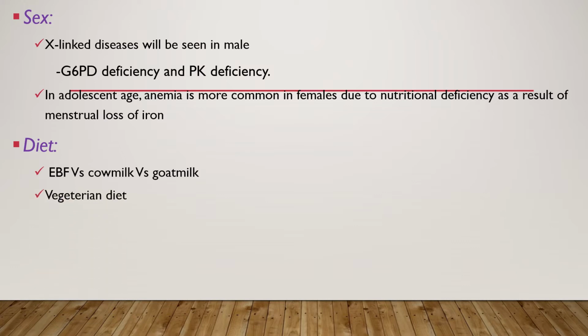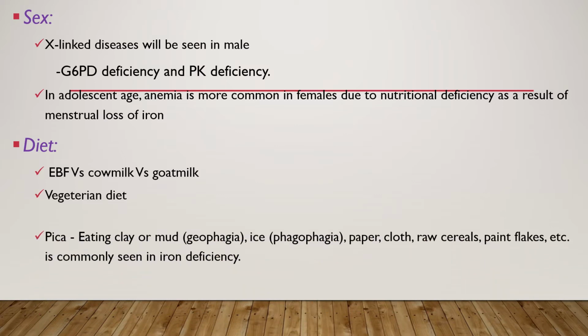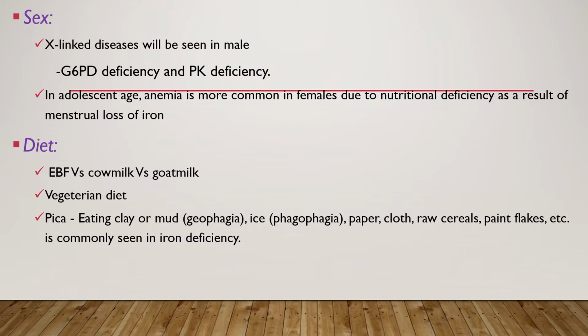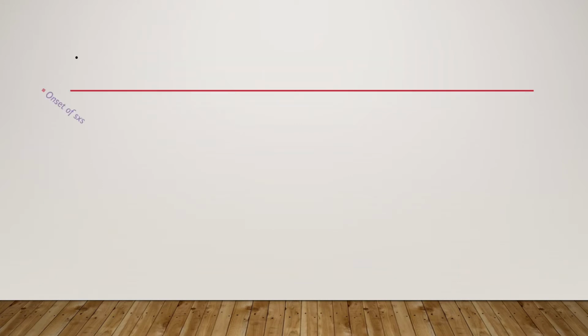If the child is on a vegetarian diet, vitamin B12 deficiency is highly likely to cause anemia in such a child. Also pica, such as eating clay or mud (geophagia), ice (pagophagia), or paper, clothes, raw materials, paint flakes, or other non-nutritional materials, is commonly seen in iron deficiency anemia.